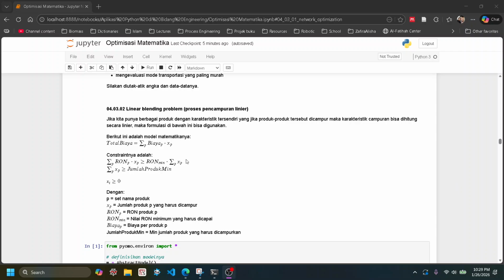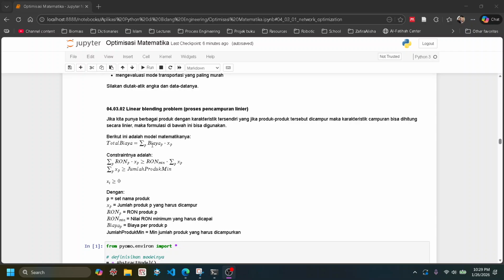Now we're going to continue with some simple linear programming problems. Suppose that we have a linear blending problem. We have several fuels with different octane numbers, and each fuel has its own octane number and its own price. So the model would be like the total cost, right?